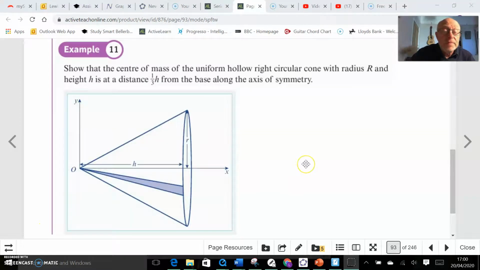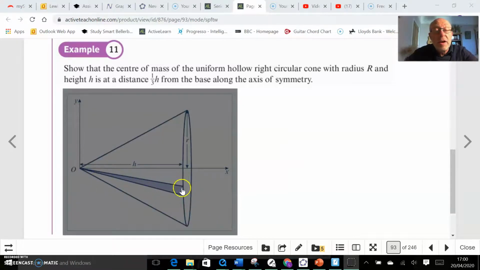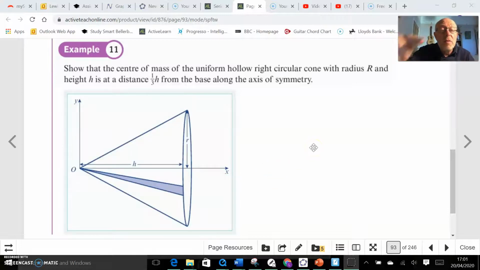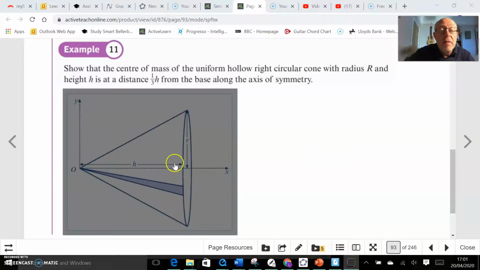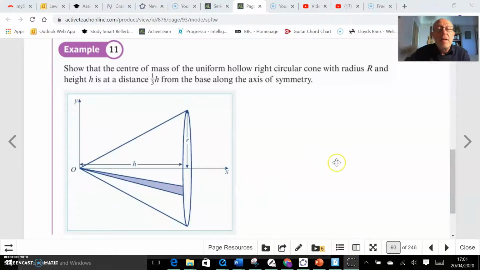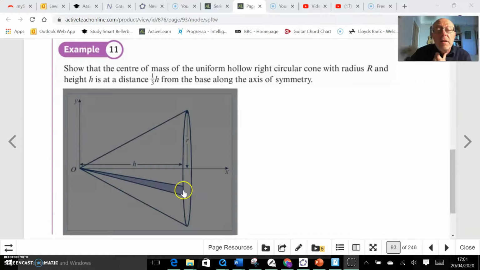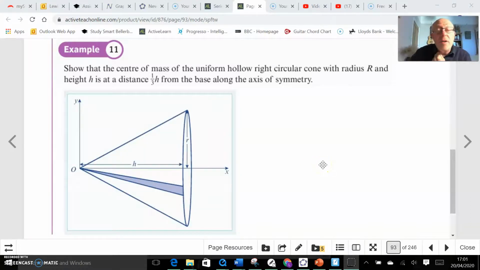So here is the cone, and it's a conical shell. So what we do here is we divide it up into small triangular shapes on the surface like that. So if we go all the way around the cone, we have many of these triangles. And if we approximate each of these, which are slightly curved, to a triangle, because they're all going to be very thin, so they'll be very close to a triangle, then we know where the centre of mass of a triangle is.